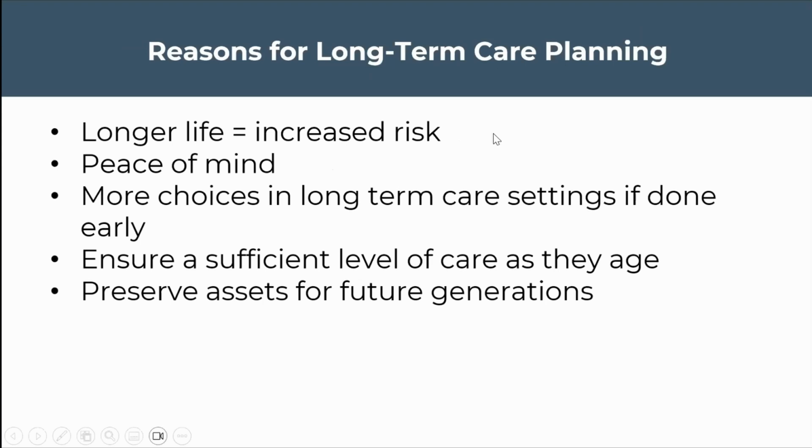The reasons, obviously, people are living longer. When you're talking to parents or a spouse about this, the longer you live, the increased risk you have of needing some sort of care, especially from a mobility standpoint.